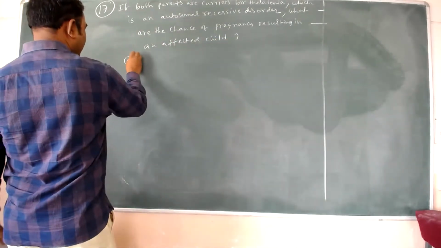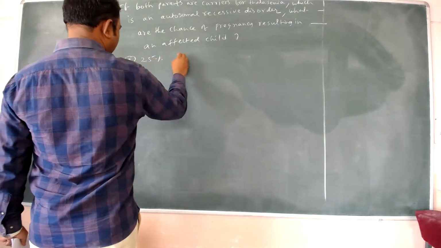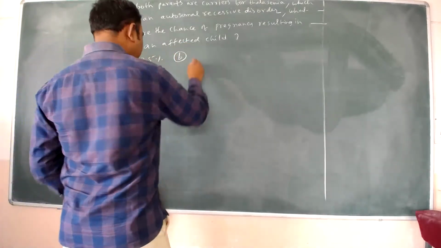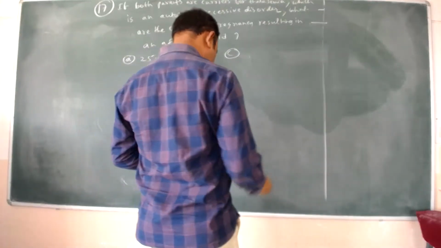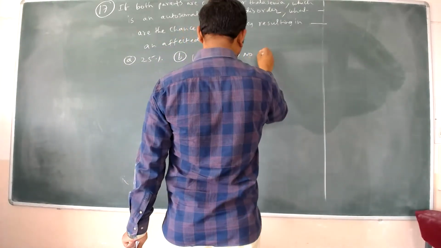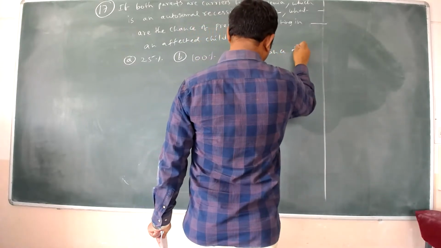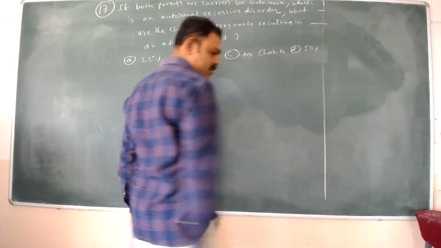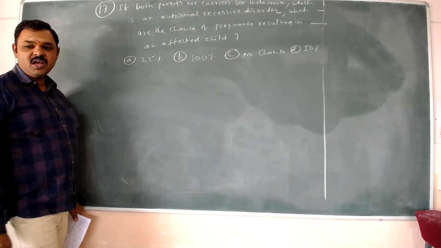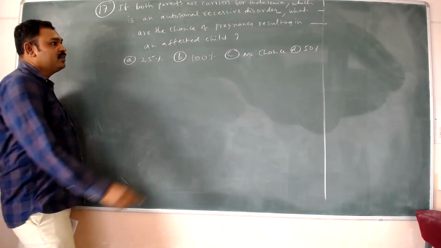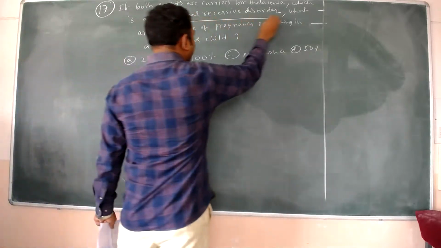Here, option A, 25%. Option B, 100%. Option C, no chance. Option D, 50%. In the given question, thalassemia, like sickle cell anemia, is an autosomal recessive disorder. What is this disorder?